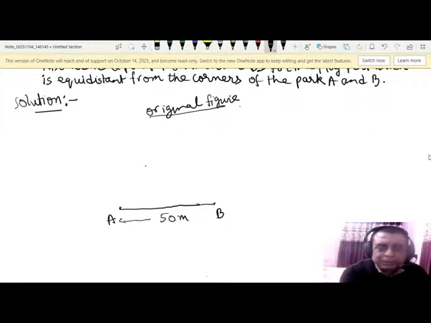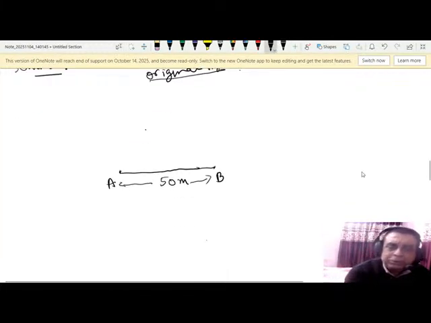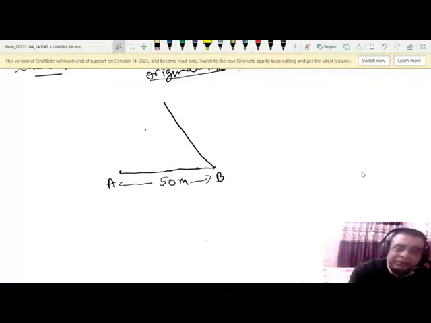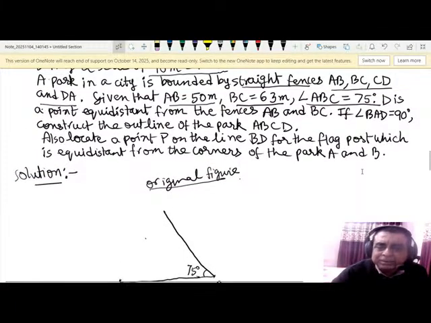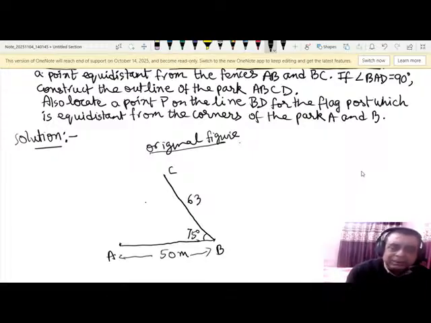Now what is next told to us? Angle ABC is 75 degrees. So this angle ABC is 75 degrees. Here this angle is given to us as 75 degrees, and the length of BC is here, 63 meters. This length is 63 meters, told to us.